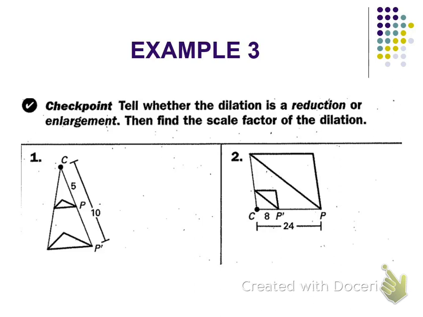All right, on this first one, was it a reduction or enlargement? Good, it got bigger. It's an enlargement. Okay, then we had to find our scale factor. What is it? 10 over 5 is what I was looking for, which would reduce to 2 over 1. It's okay.